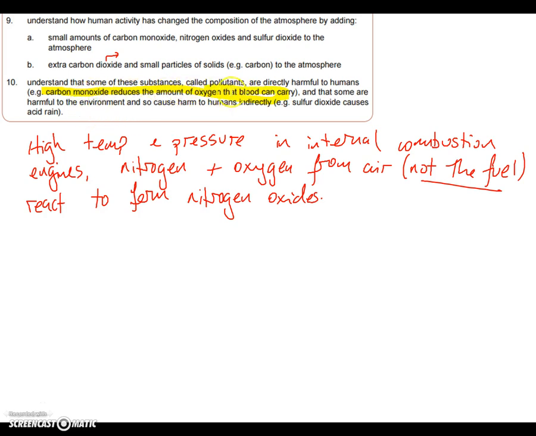So carbon monoxide reduces the amount of oxygen blood can carry. In particular, it binds to the hemoglobin and stops it carrying oxygen. Some are harmful to the environment and so can harm humans indirectly. So sulfur dioxide causes acid rain. So they are two good examples to learn, so you've got those in your mind when it comes up.